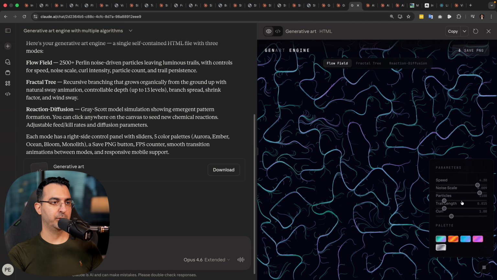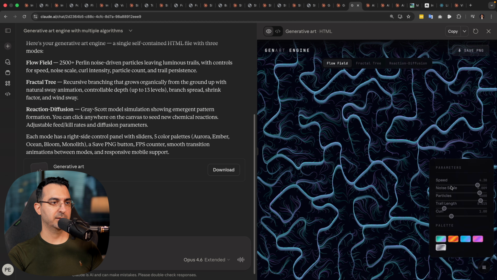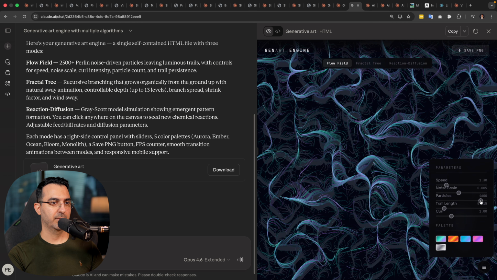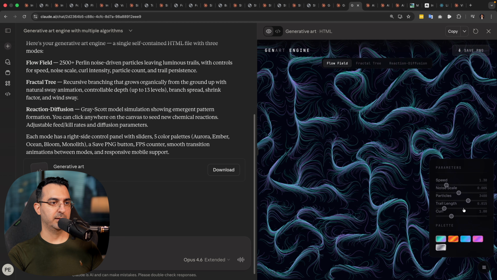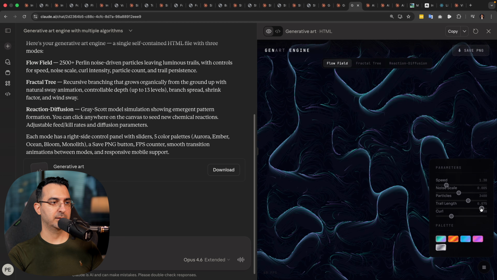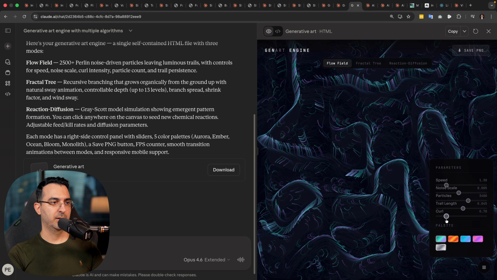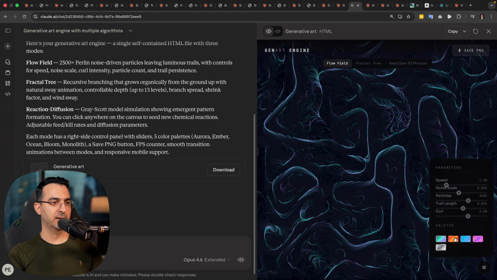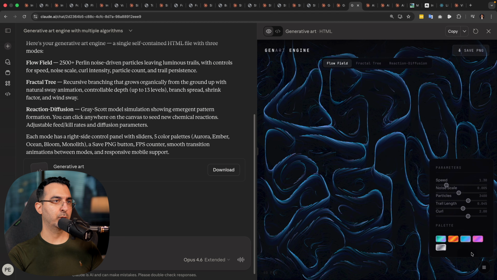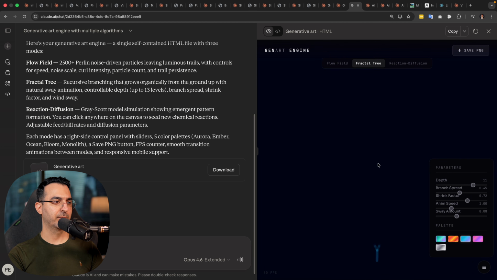Okay, let's increase or decrease the number of particles. And the trail length, let's increase it, decrease it. Okay, it looks amazing. And we can change the color. Now let's have a look at the tree.